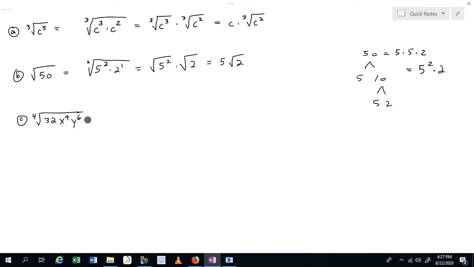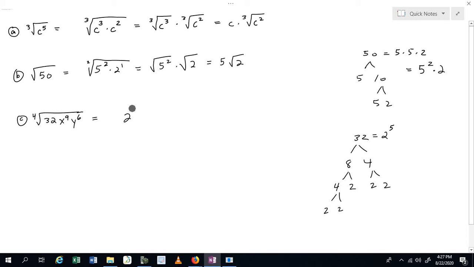Okay, let's try this one. So let's go ahead. We're going to factor 32. 32 is 8 times 4, and then 8 is 4 times 2, and that 4 is 2 times 2, and this 4 is 2 times 2. So it looks like you could just write this as 2 to the 5th power, because there's 5 2's here. Okay, so I'm going to write that as 2 to the 5th power.